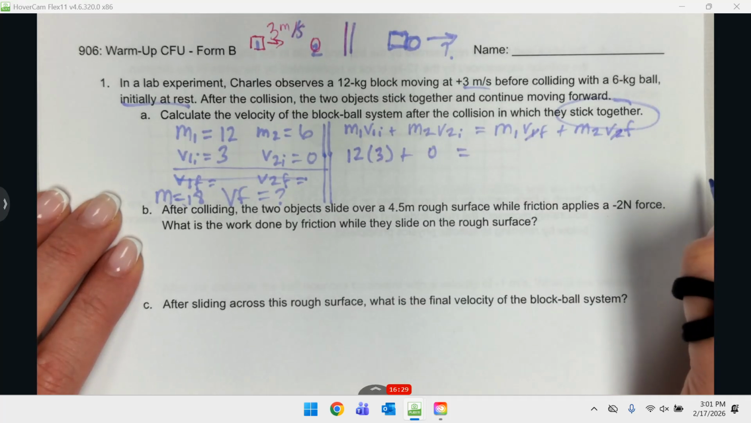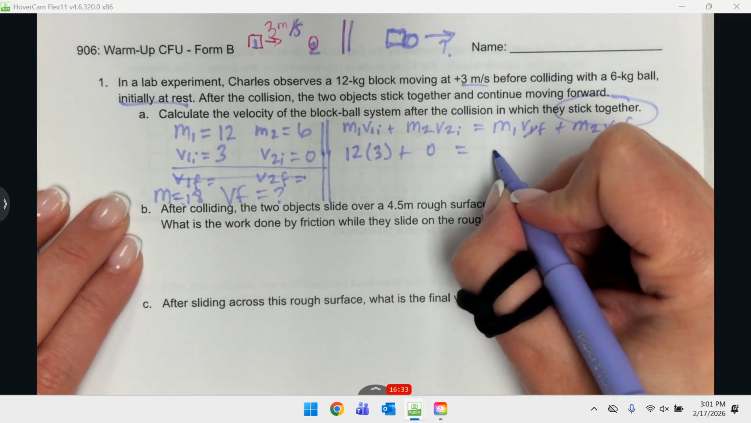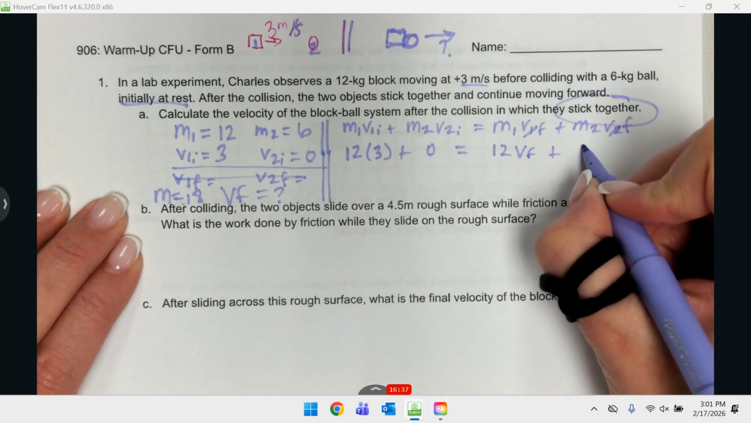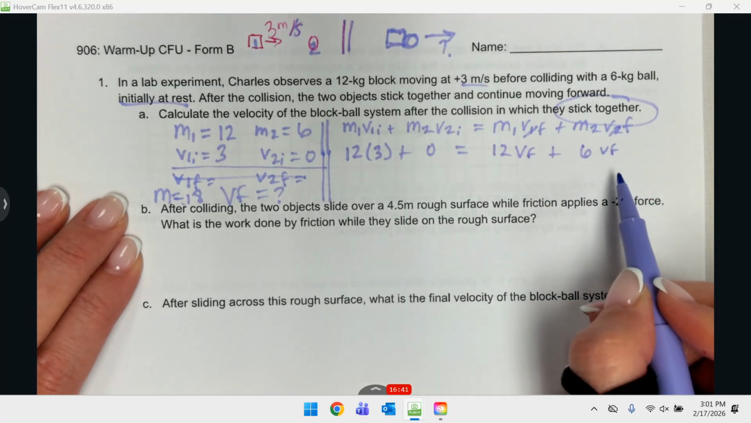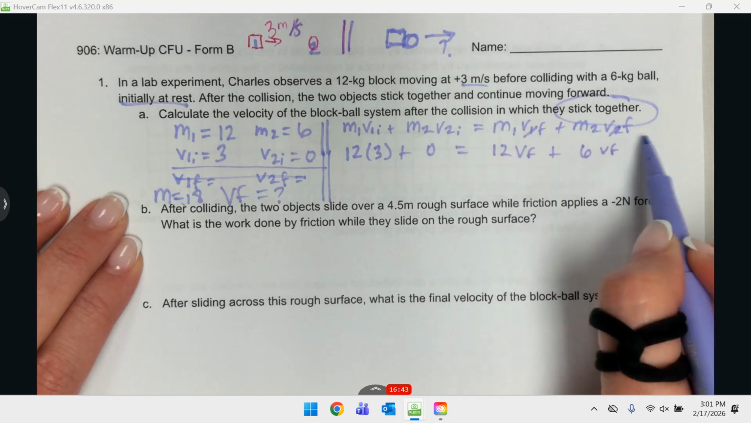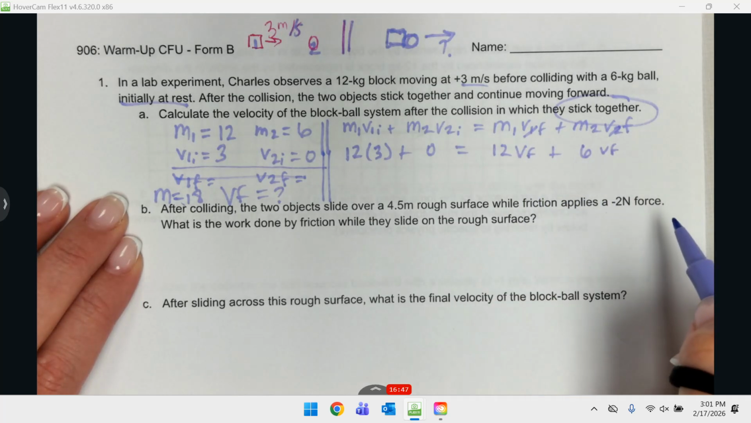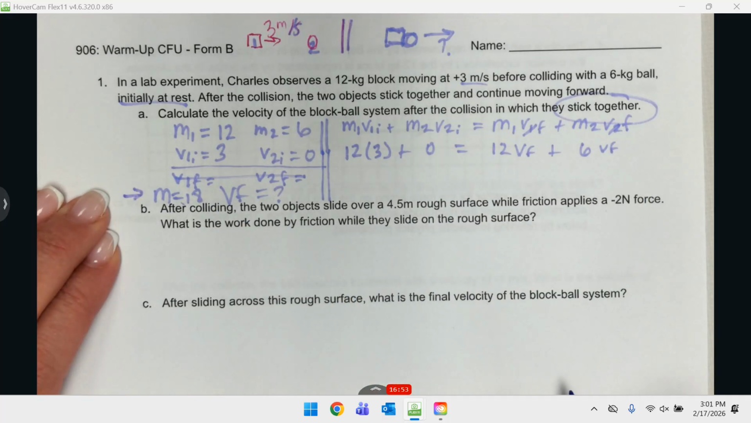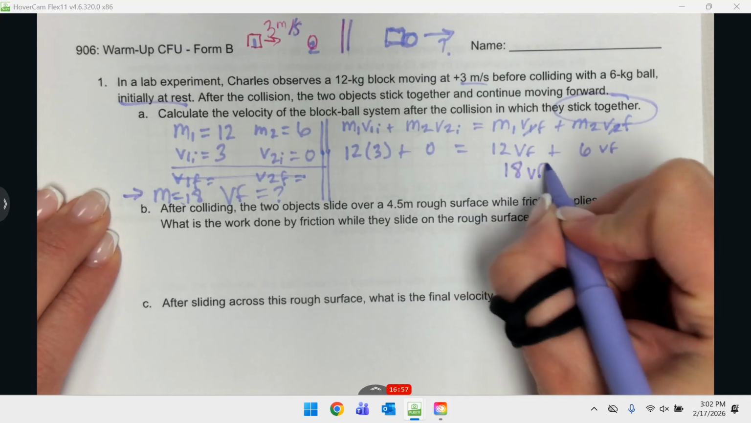It's just VF. And so because of that, whenever you plug in, you're going to have your 12 VF plus your 6 VF. These are now like terms. Or if you want, you can factor out the VF, which still results in you adding these together to get 18 times VF. And again, that's the mass I said we were going to end up with for the total. So this is 18 VF over here.